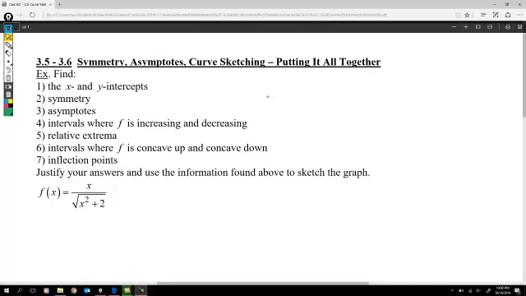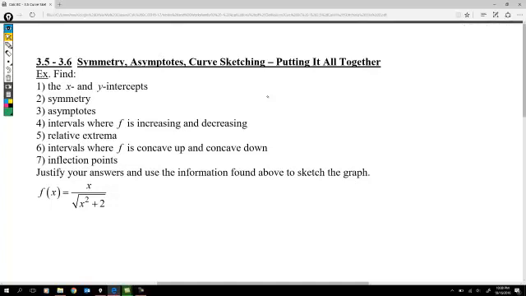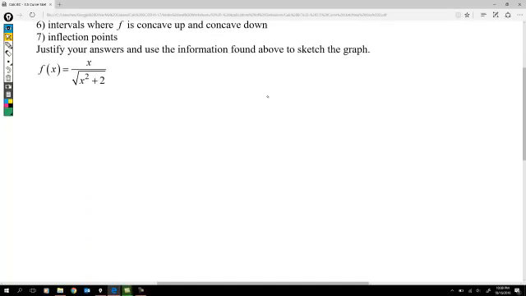Alright, what's up? We're going to do a little bit of extra practice with curve sketching. We have 7 things that we're trying to find, and we're given a function, so let's get to work.